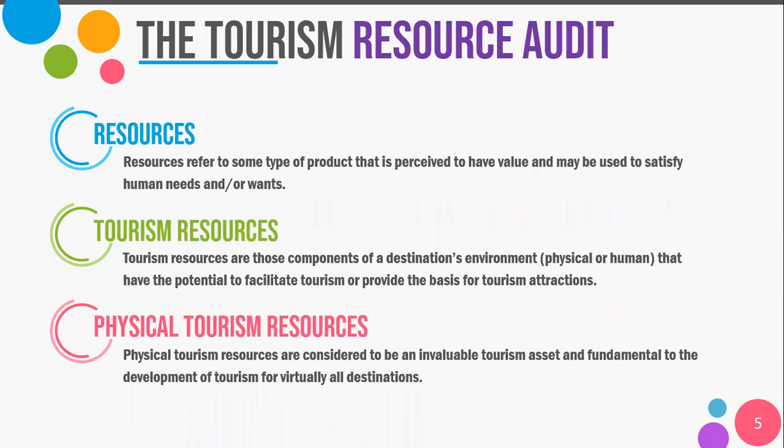The other example of resource is environmental resource, because environmental resource also has value. And when you want to go for peace, you want something, keamanan, you go to the environment. So that is known as satisfying human need or want. So that is resources. So what is meant by tourism resources?